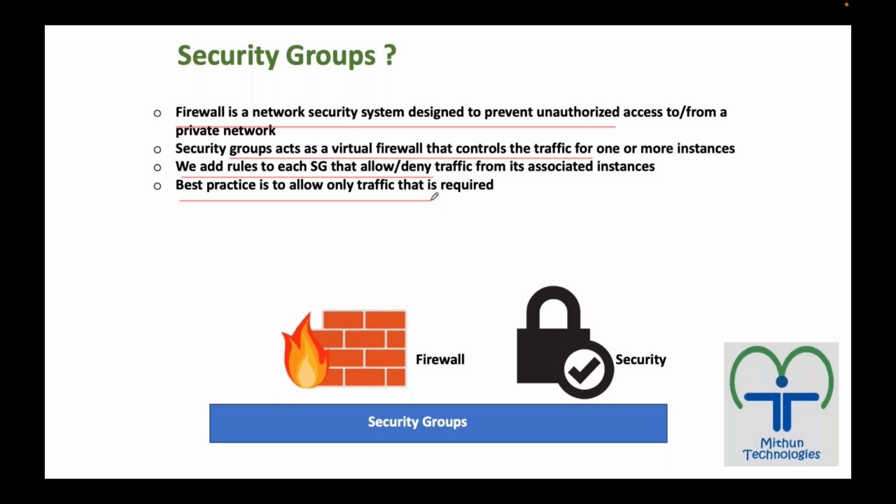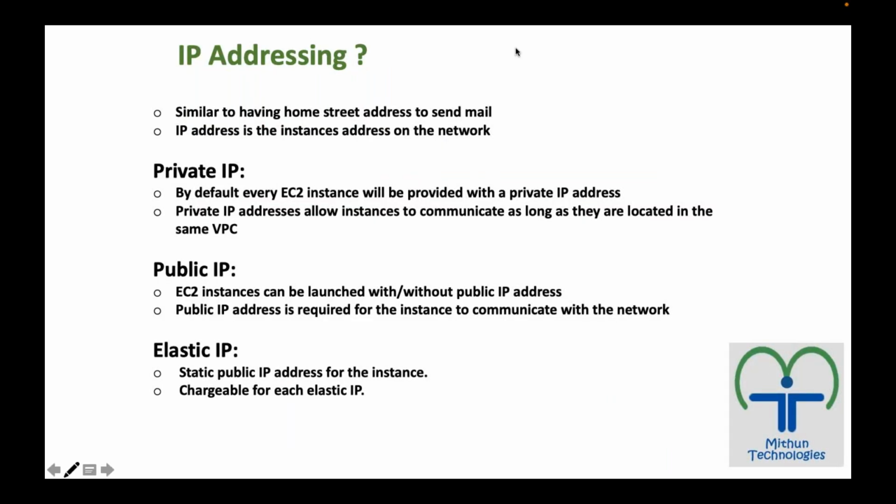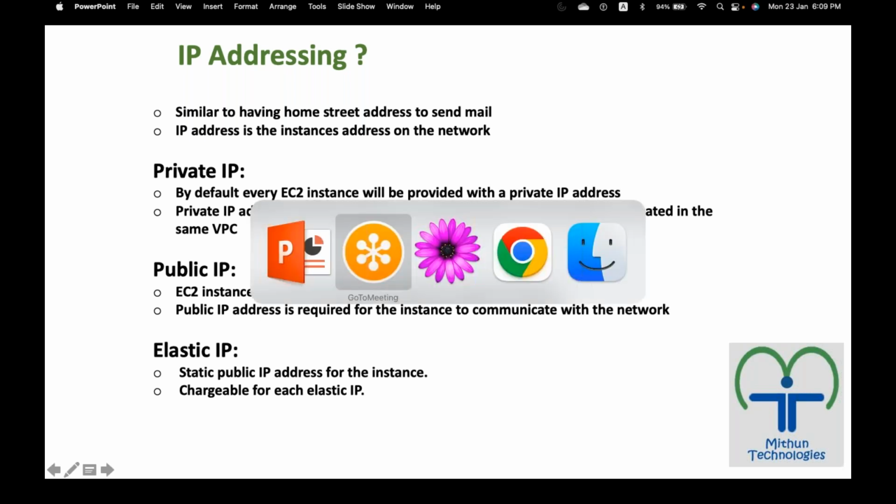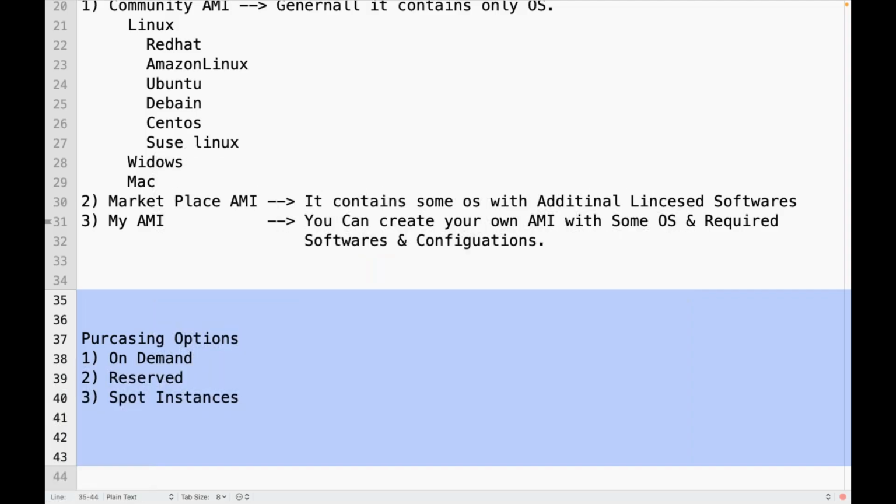And the same security group can be attached to multiple EC2 instances also. It's a firewall, a virtual firewall. Now every EC2 instance will have IP addresses.